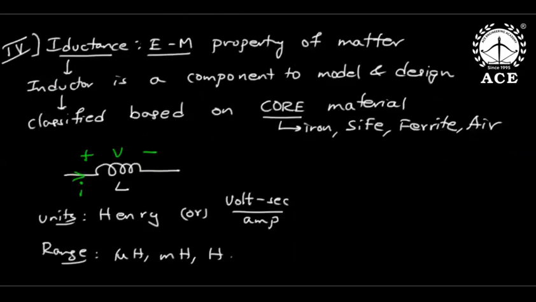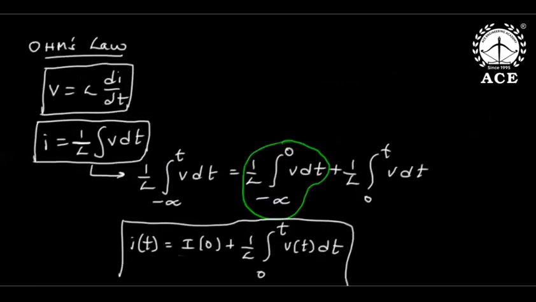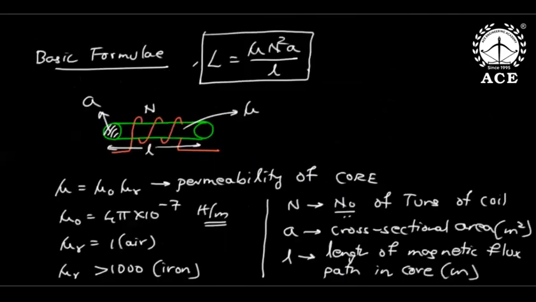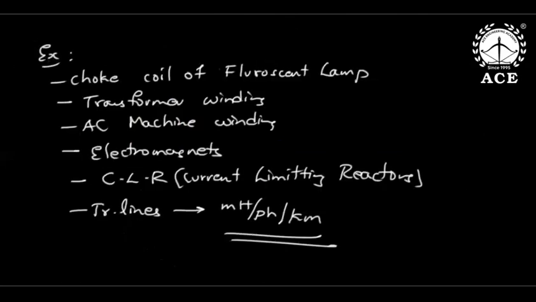Inductance represents the electromagnetic property of matter, and it is classified based on the core material: iron core, ferrite core, silicon steel, etc. Units, range, Ohm's law for any signal. This is very important. We will start inductor and capacitor in chapter 4, so until then, wait. Then construction formula, and the terms there. Then what are the applications which can be modeled as inductors? Transmission lines, current limiting reactors, electromagnets, AC machines, transformers. They're all modeled as inductors.